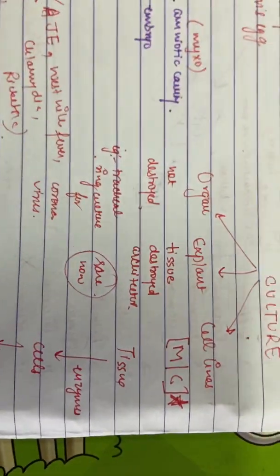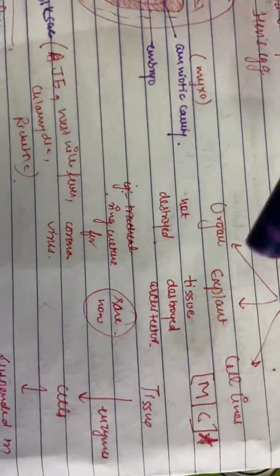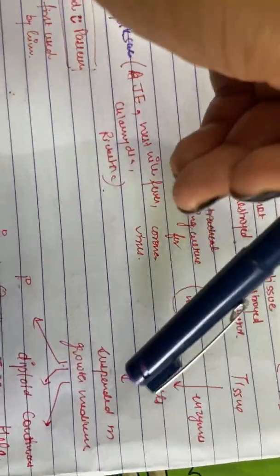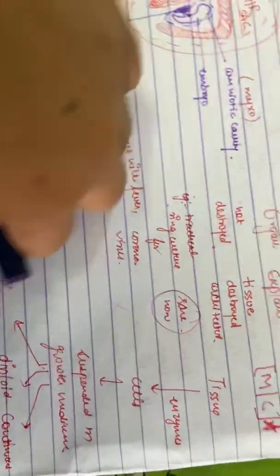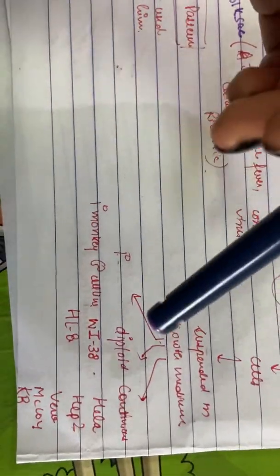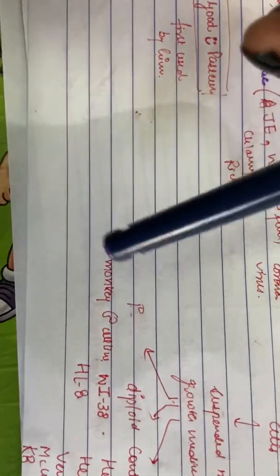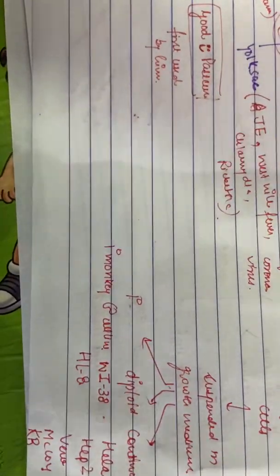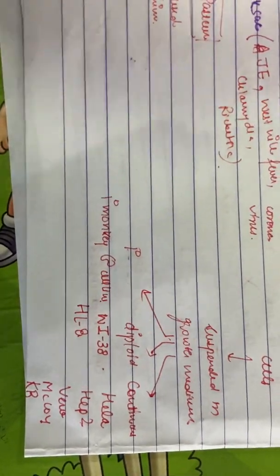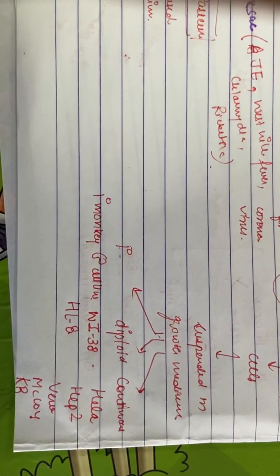Cell lines, what happens in it? The tissue with the help of enzymes is broken down and cells are formed. Then these cells are suspended in a growth medium and they will replicate and they will form a monolayer of cells. So it can be primary, it can be diploid cell line, it can be continuous cell line. Primary cell line example is primary monkey kidney cell line, diploid WI38 and HL8, and continuous HeLa, Hep2, Vero, McCoy and KB.